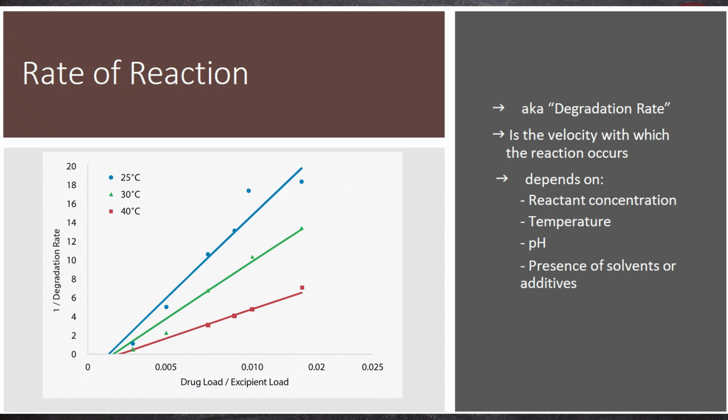If you look at the graph, you'll notice that higher temperatures generally lead to faster degradation. That's why we perform accelerated stability studies at 30 degrees Celsius or 40 degrees Celsius to predict how a product behaves over time. In short, controlling the rate of reaction means controlling drug stability and product quality.